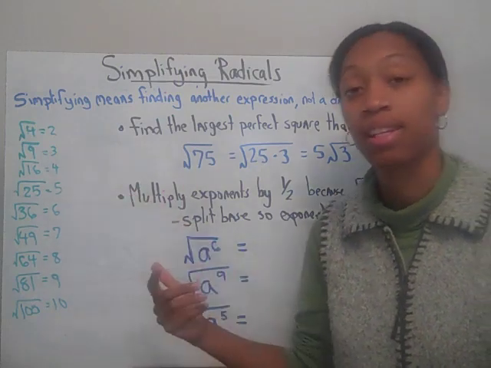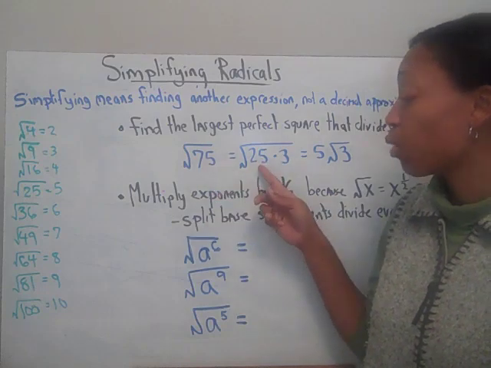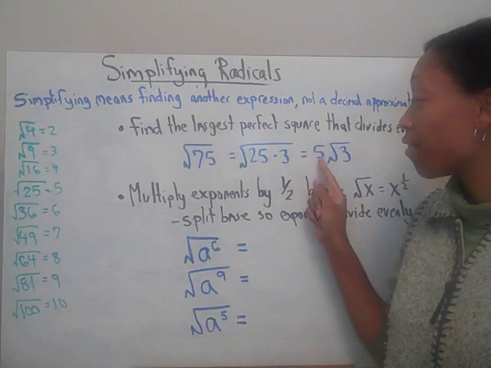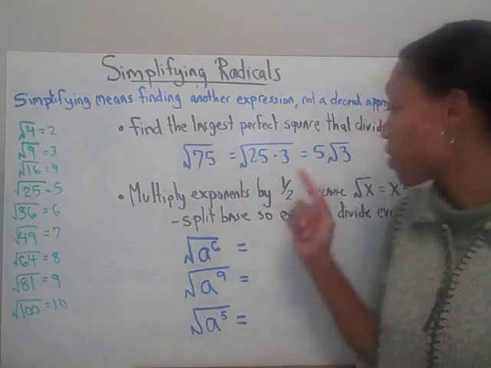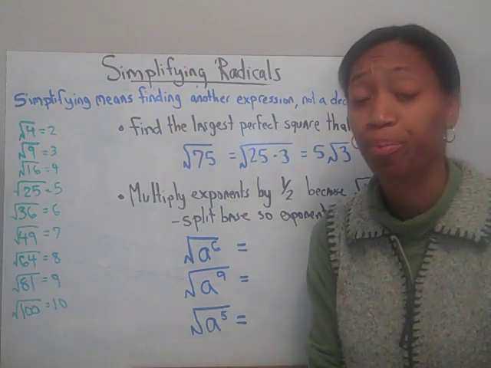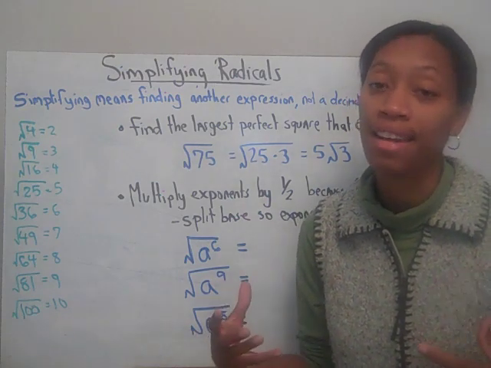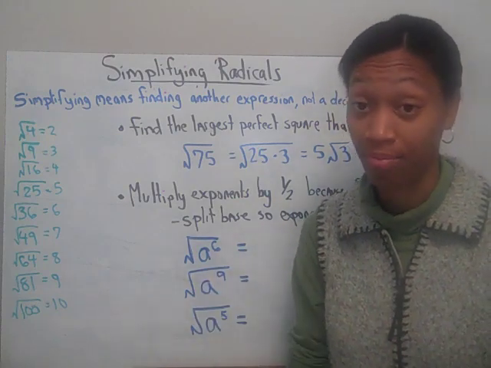Well, 16, 25. So 75 is really 25 times 3. The square root of 25 is 5. The square root of 3 is uneven, so you're just going to leave it as square root of 3. So first, break the number down into two pieces, then take the square root of the piece that you can.